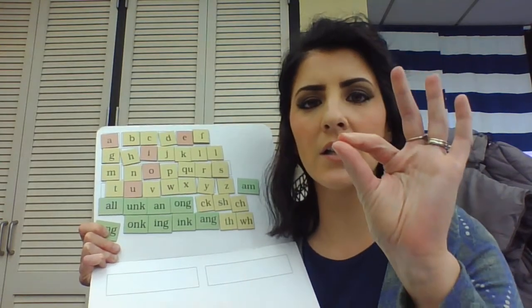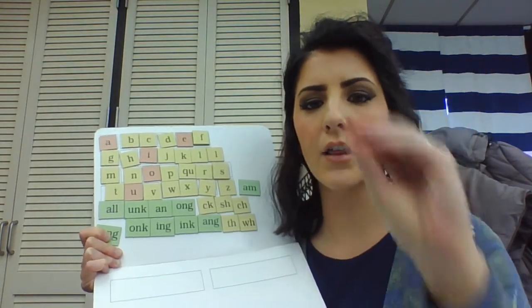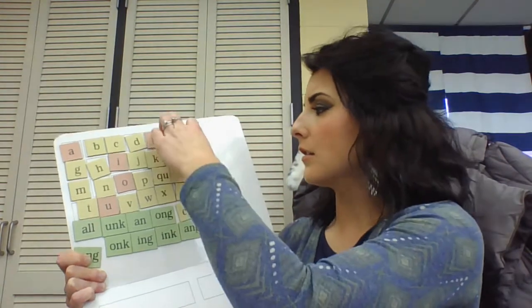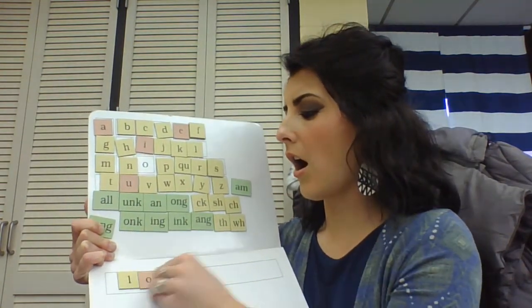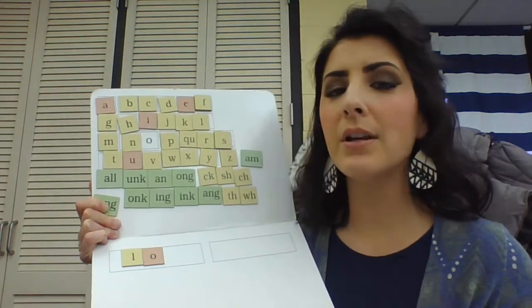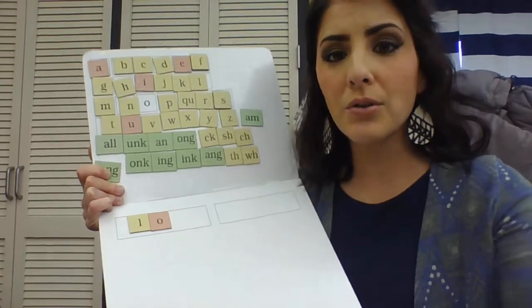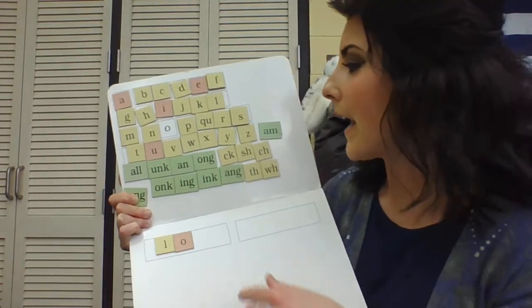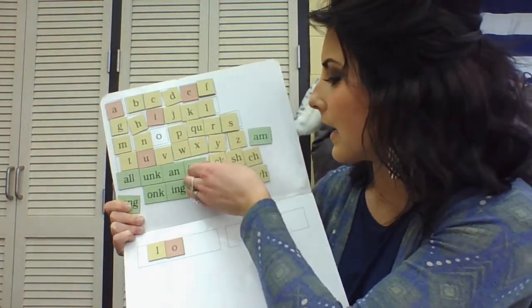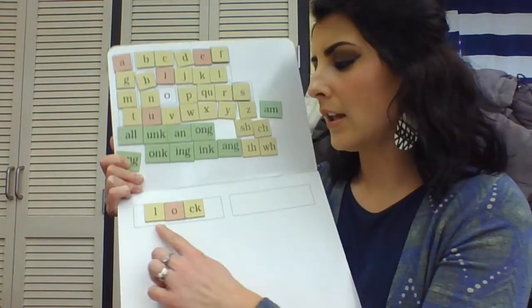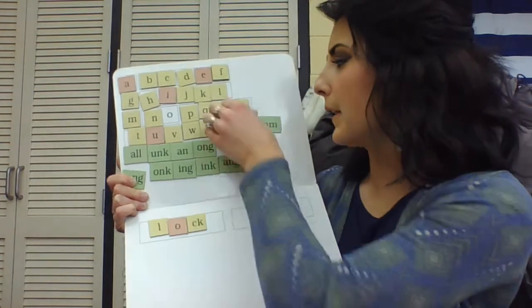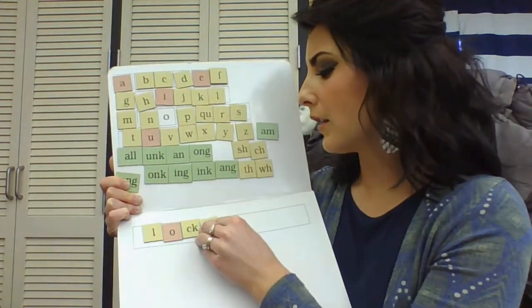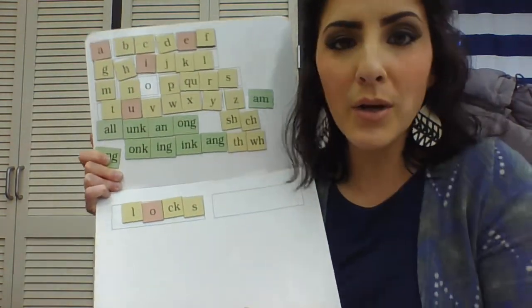So lock. Let's build that first. Lock. Now remember, when you hear the k sound at the end of a word, usually it's the digraph CK. So you're going to need the CK sound. Lock. Now let's add our suffix S. Locks. Now this one could mean both.